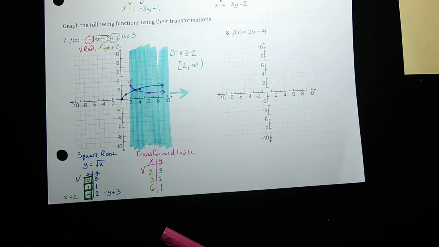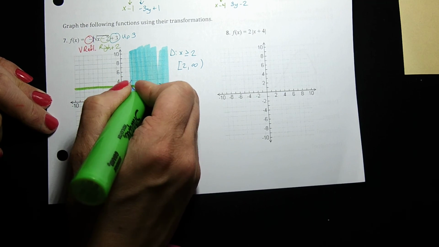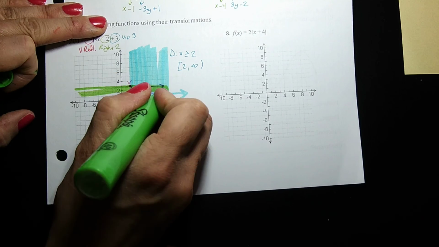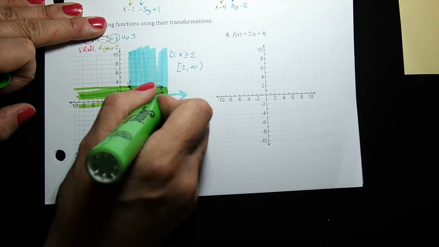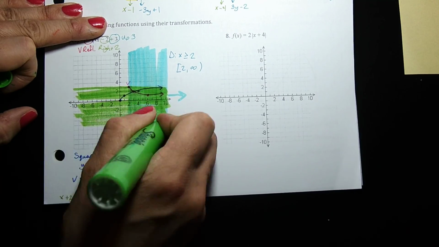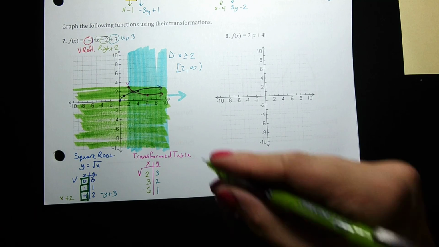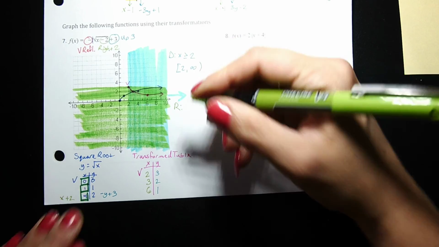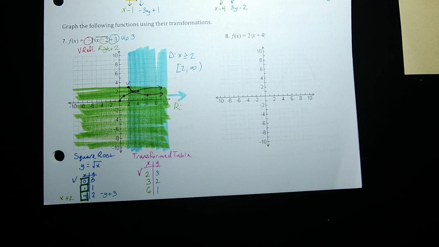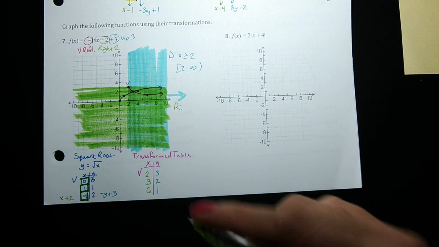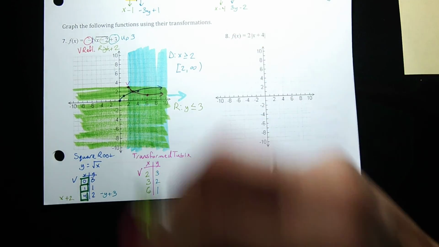Now, the range is the Y values. I start at a Y value of the vertex, and then I'm covered going down, and this arrow is going to keep curving downward. So where do my Y values start? At 3, and are we covered going up from 3 or down from 3? Down. So Y is less than or equal to 3, or in interval notation, this is the tricky one.